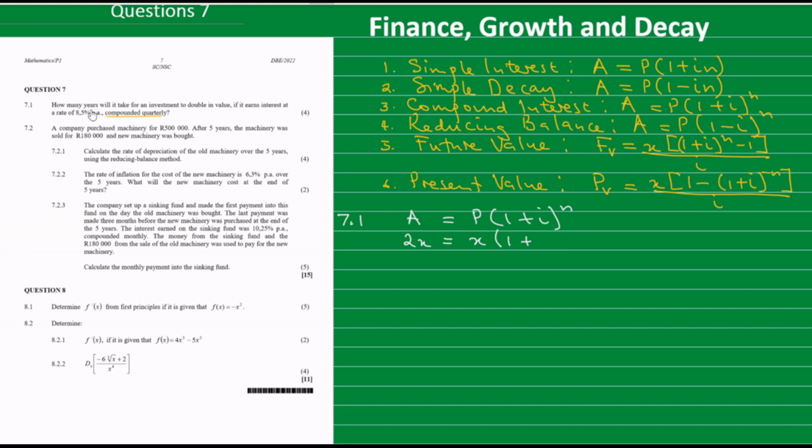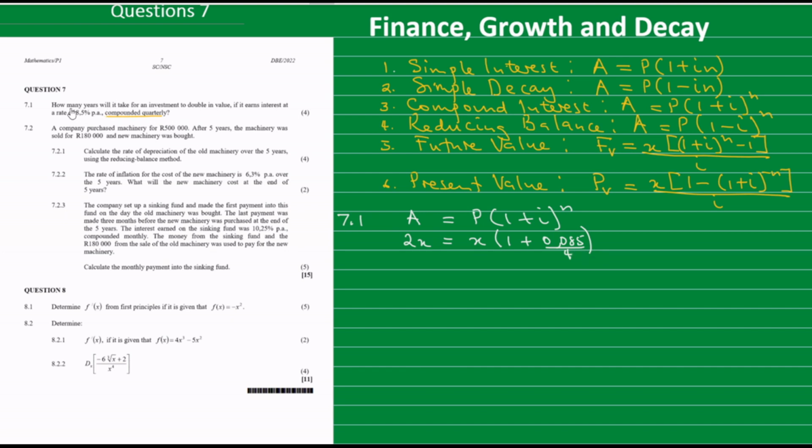So change that one to a decimal, it will be 0.085. And because we are compounding quarterly, which means we are calculating interest after a quarter, this interest that we are given here is per annum, which means per year. So we need to get the quarterly interest rate, and we are going to divide this by 4. Okay, and then we raise it to the power n.